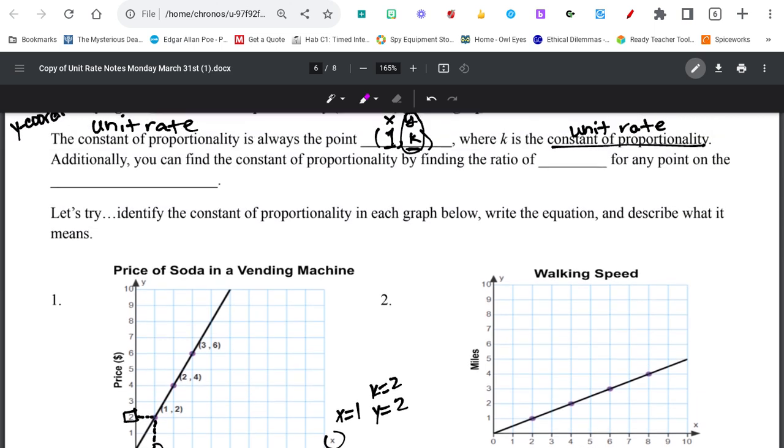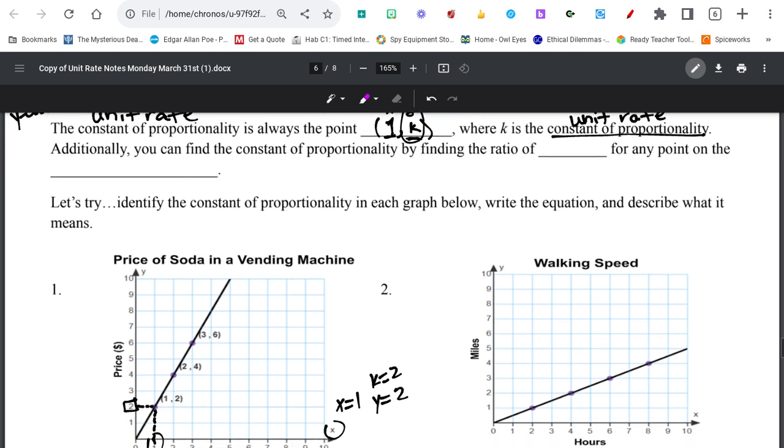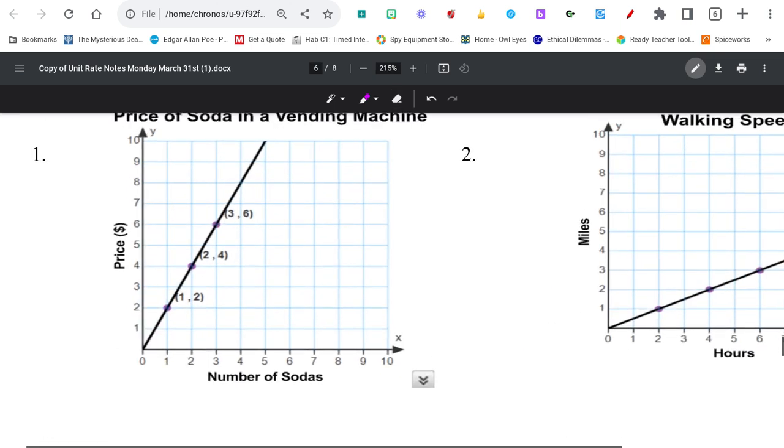Now, I don't really like that method. I'm going to show you another way, okay? So I prefer for you to do this, but that will work when you have an x of 1. When you have an x value that's equal to 1, find its corresponding y value. So the corresponding y value would be 2, so that your unit rate would be 2.